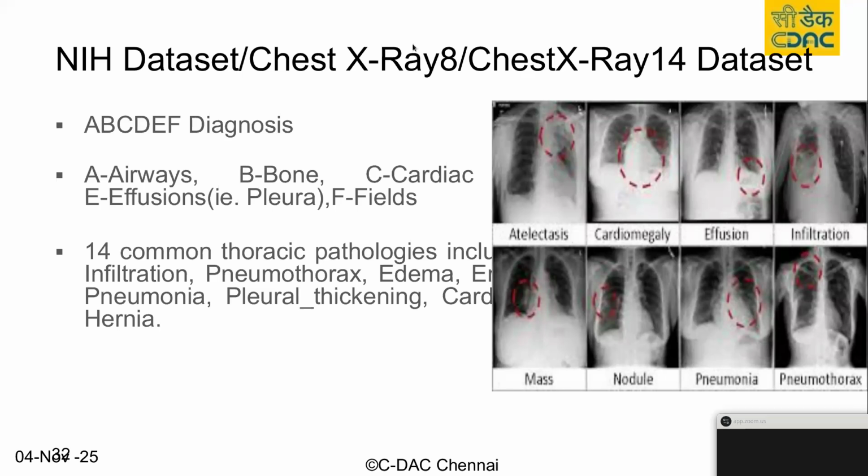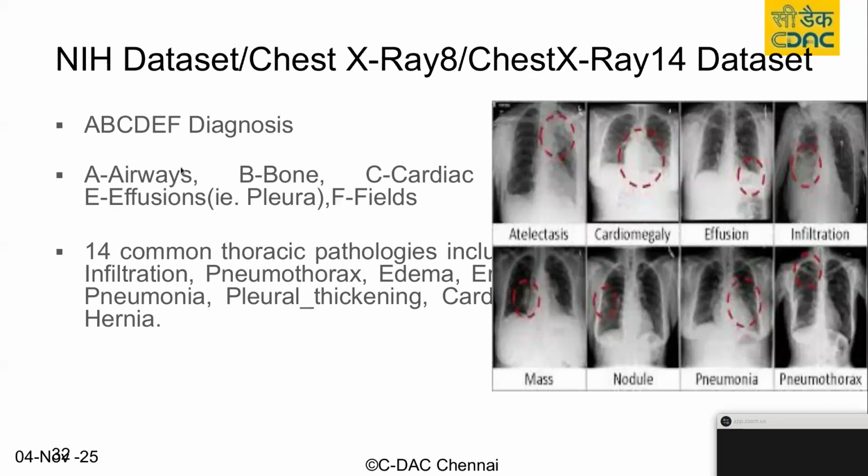The National Institutes of Health USA is a hospital that has released a data set of chest X-ray images for 8 different diseases. Later they released a 14 disease manifestation data set. This is commonly used for machine learning problems, but doctors were using the ABCDEF diagnosis method most of the time.